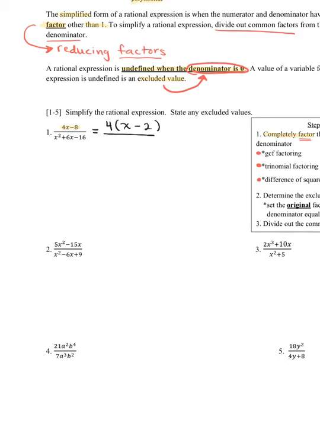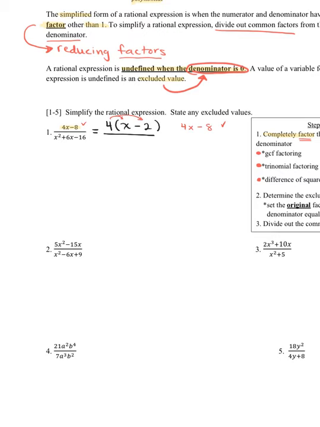And again, I could check that by distributing. So if I multiply 4 with the x, I would get 4x. And if I multiply 4 with the negative 2, I would get negative 8, right? And so that's what I started with. So that's how I could check it.